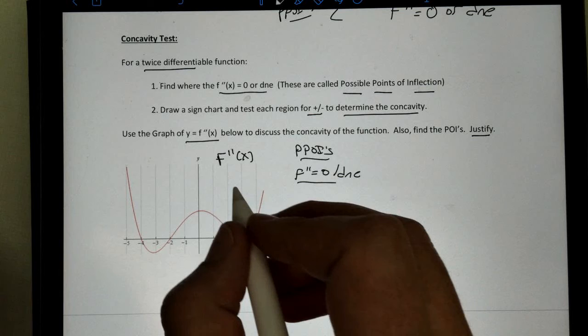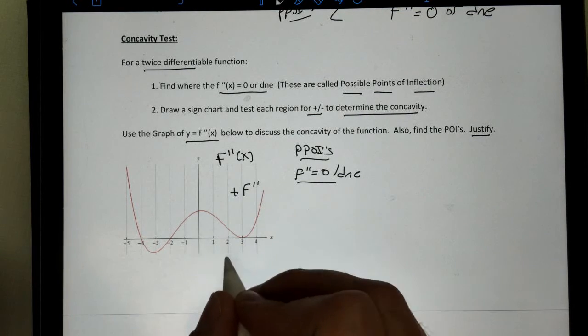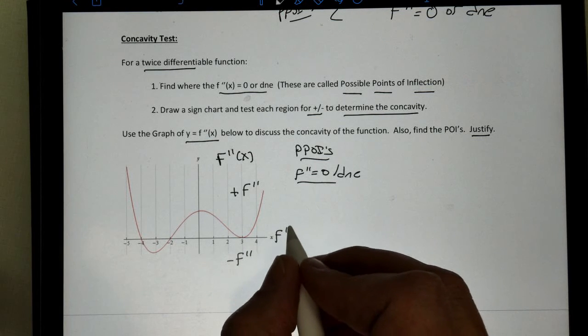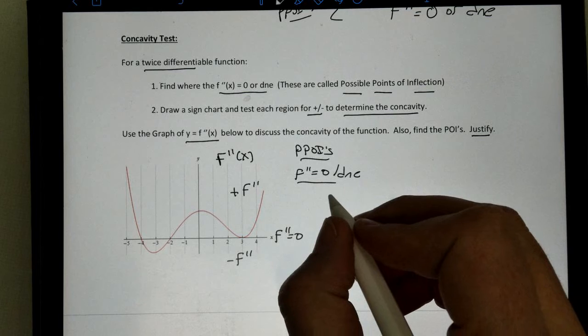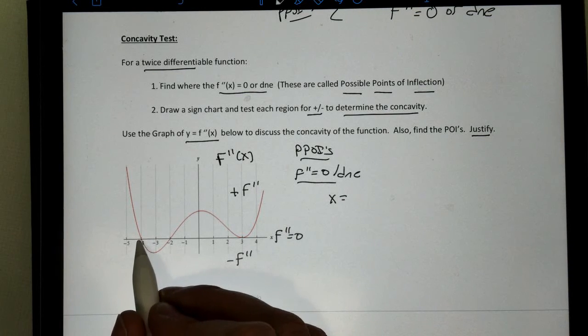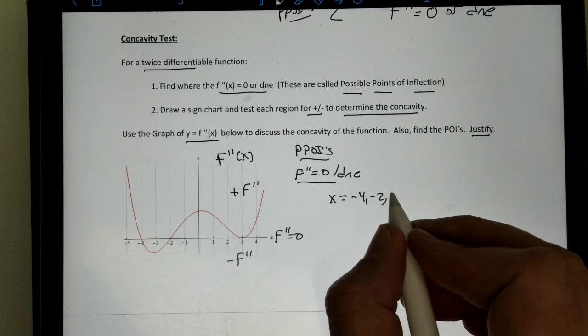Now, just like the first derivative, if we're above, we are saying that the second derivative is positive. Below, the second derivative is negative. And on the x-axis, that's where the second derivative is 0. Very easy to do. Nothing really new for us. So I can find those. Well, where is the second derivative 0? Negative 4 and negative 2 and 3.